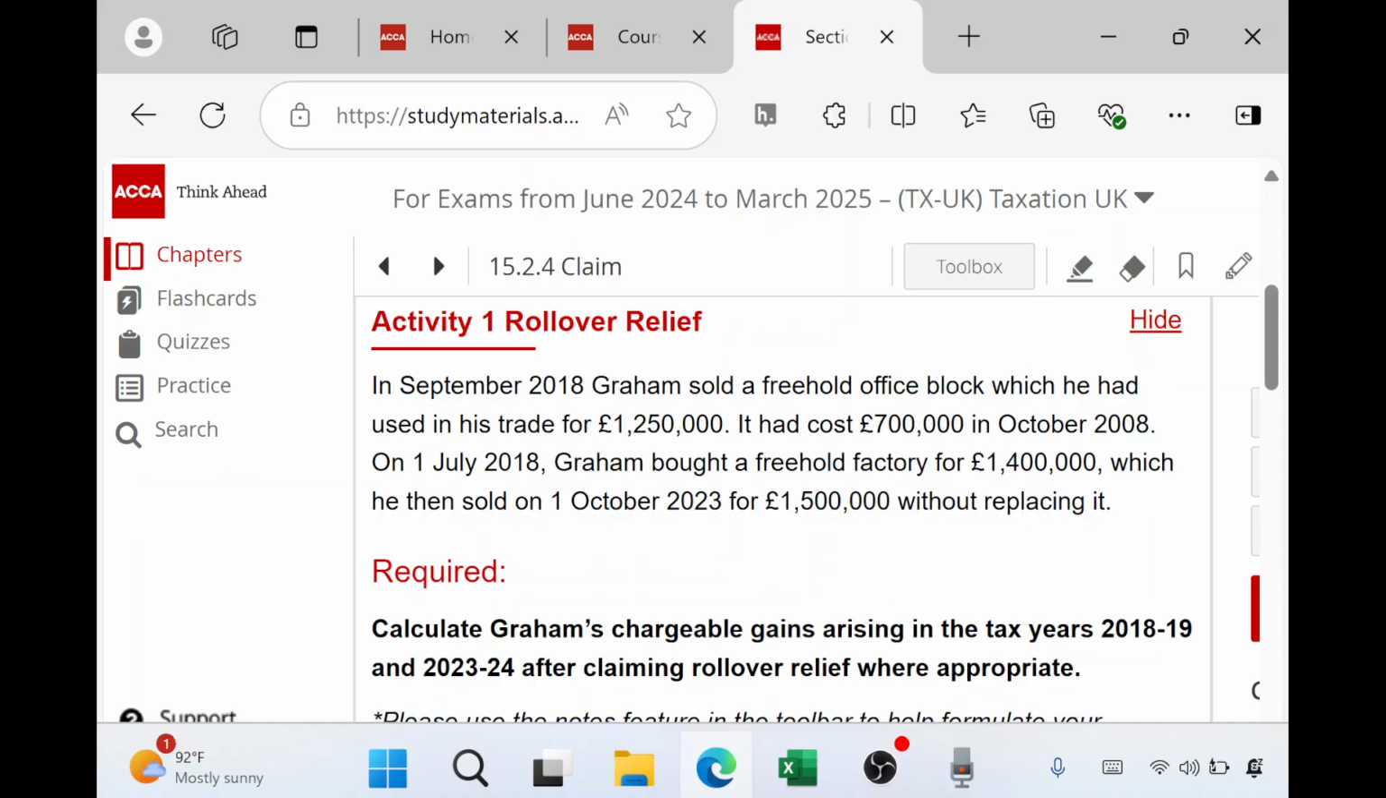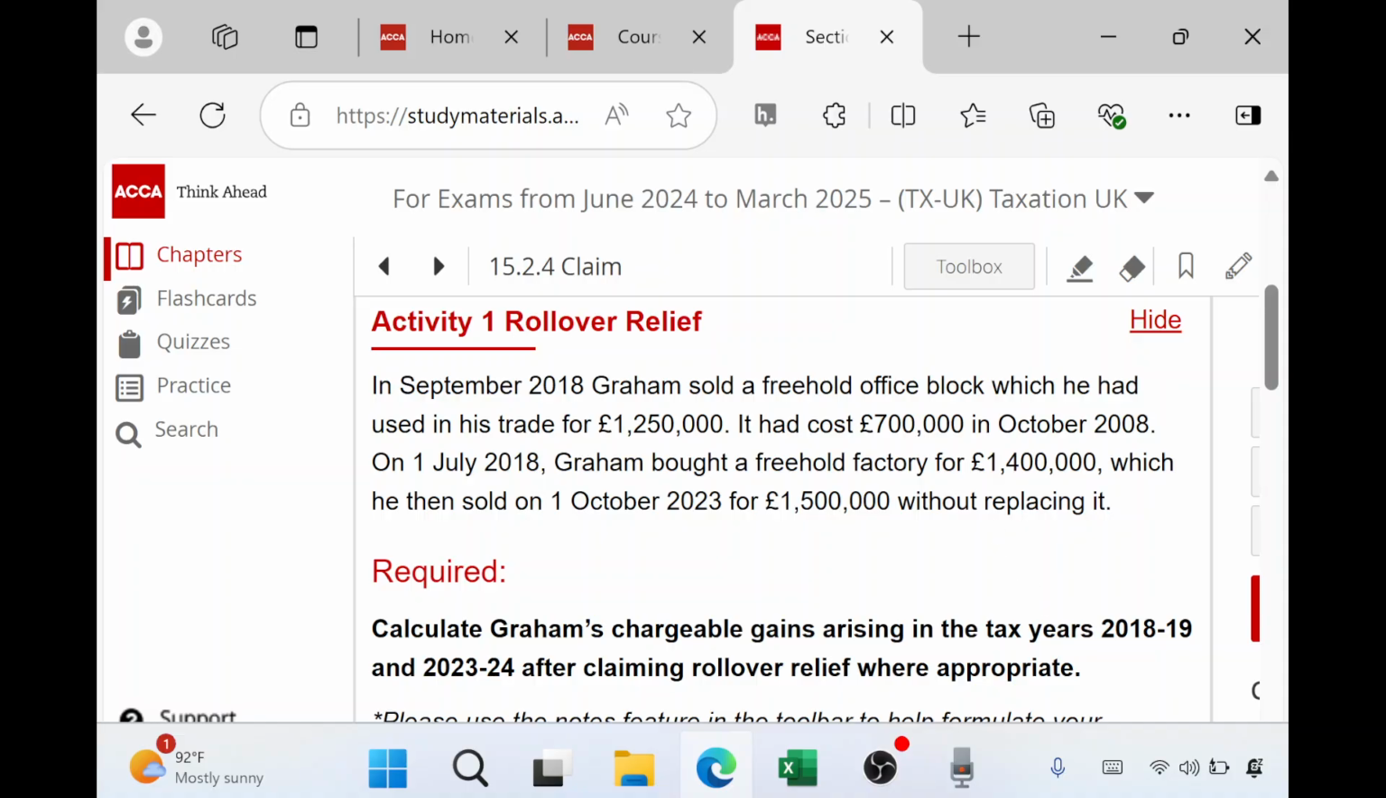Well, bottom line is that if we're asked to calculate chargeable gains, I know that in both of these tax years there's going to be three-liners. Proceeds less cost equals gain. At least let's get that right, okay? Now, what about the rollover relief? How does this work and what's it all about?